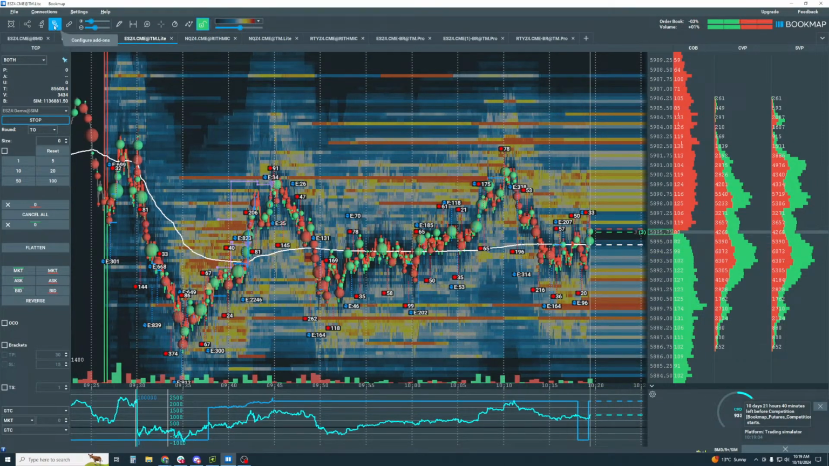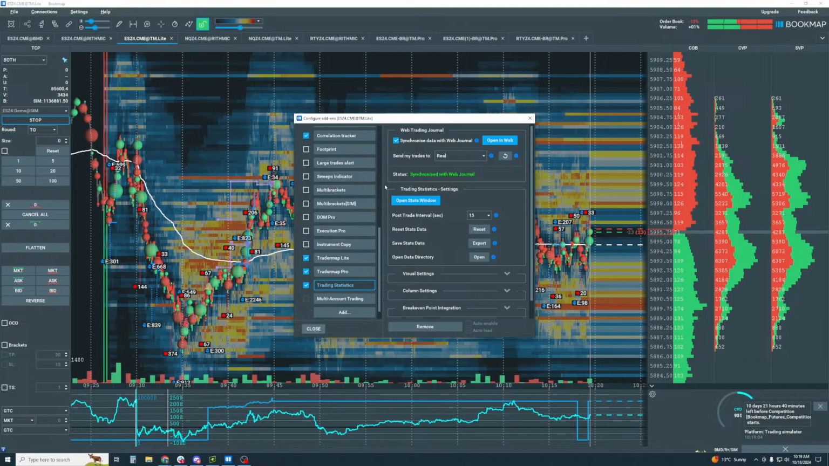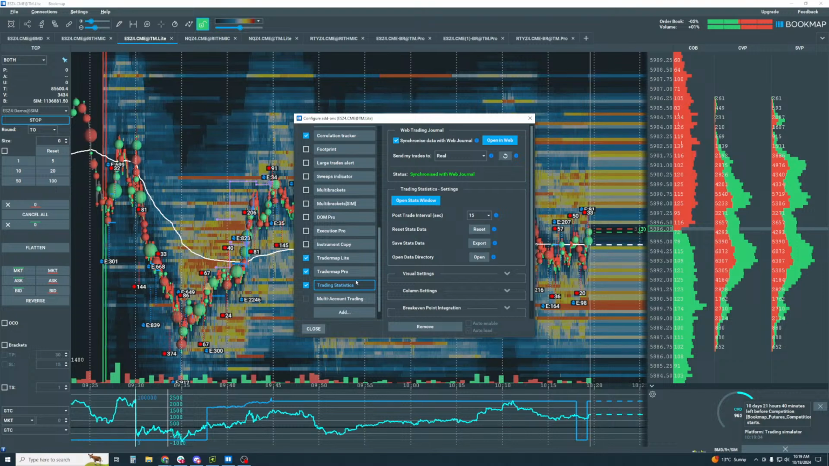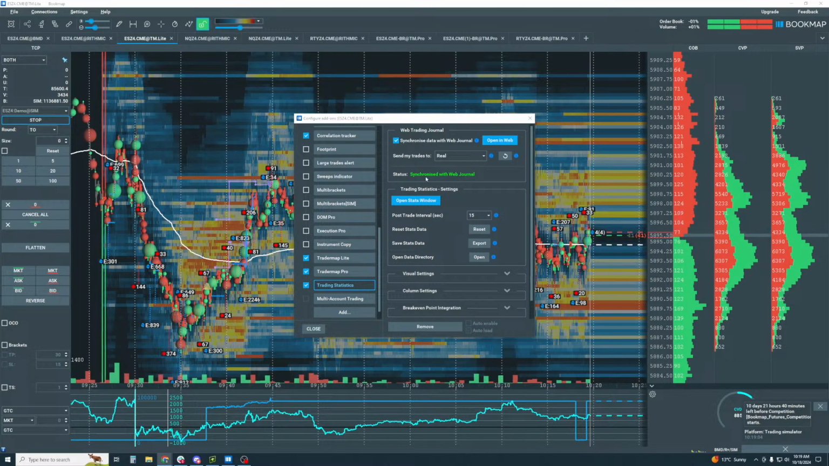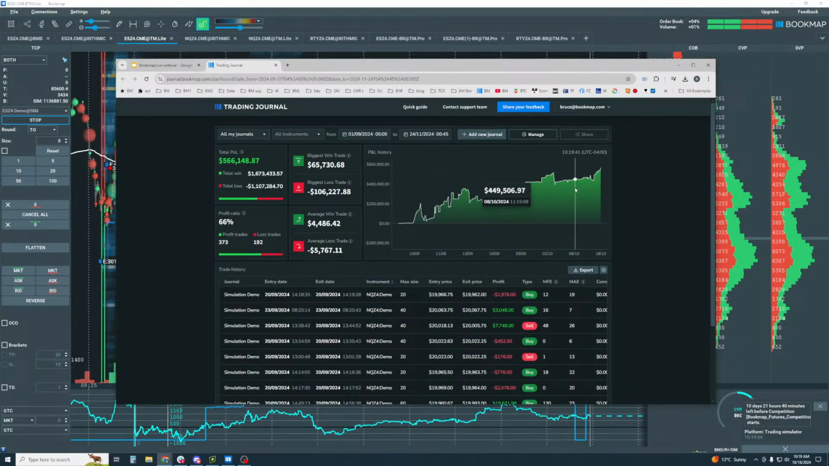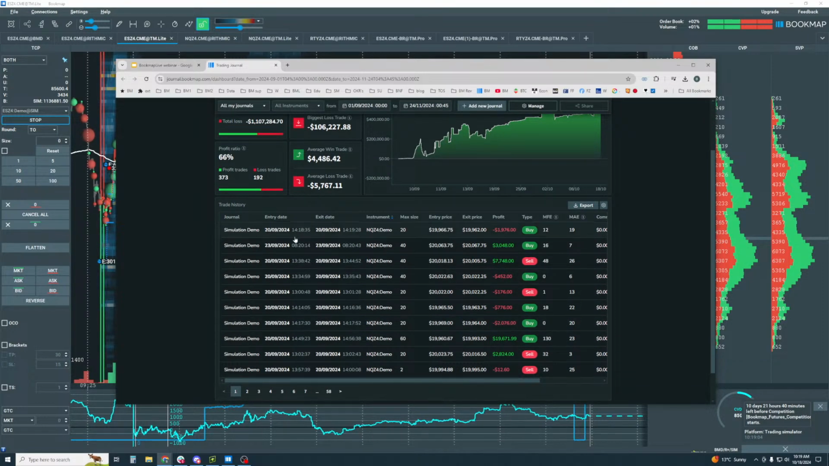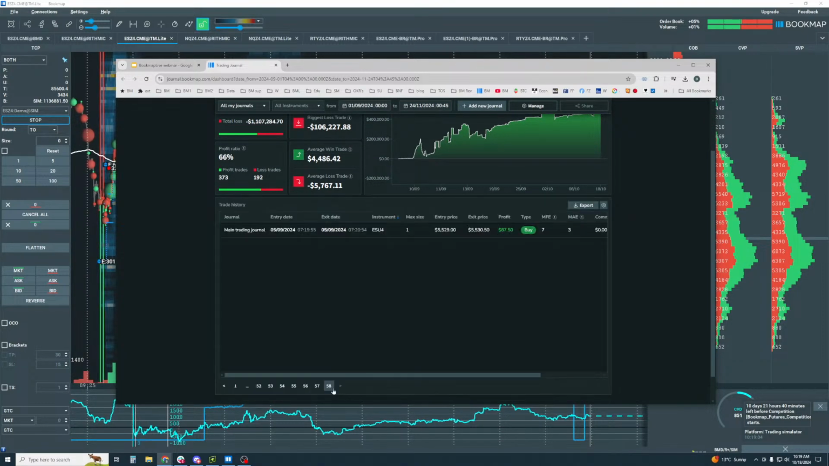Now I also want to show you why I'm doing all of this. I can trade some size in here, and then I can look at it in my journal here. You just open up the trading statistics and open up your web trading journal, and here it is. Here you can start to track all of your trades, and they should be showing.